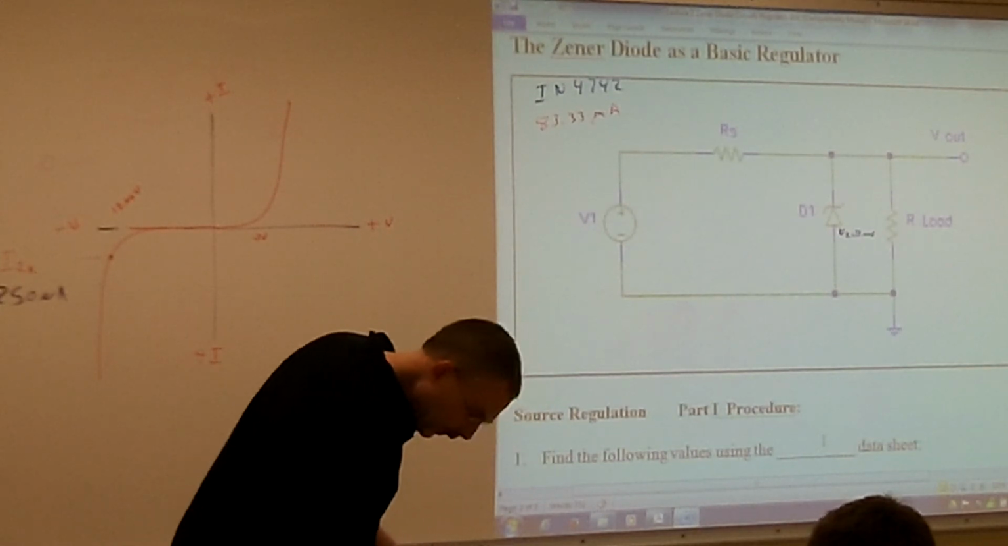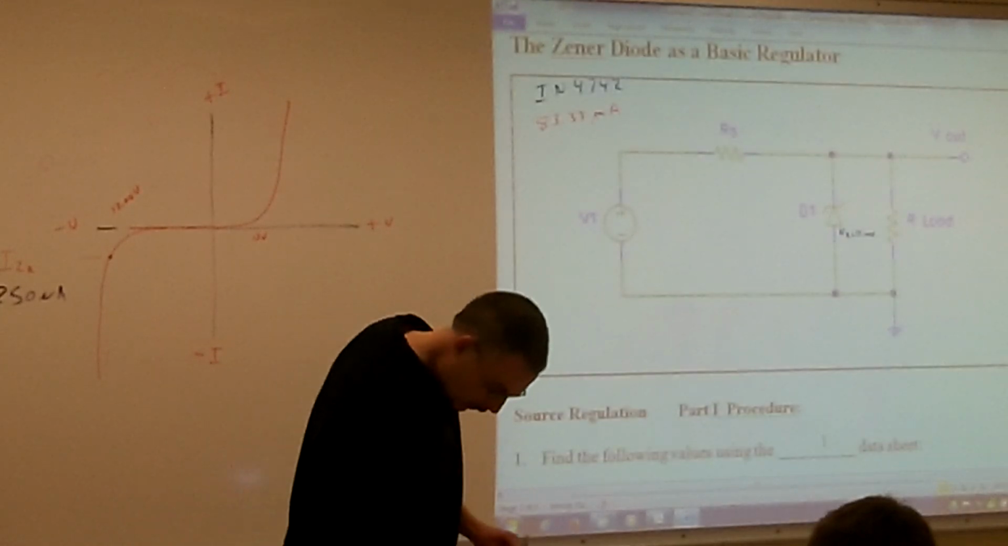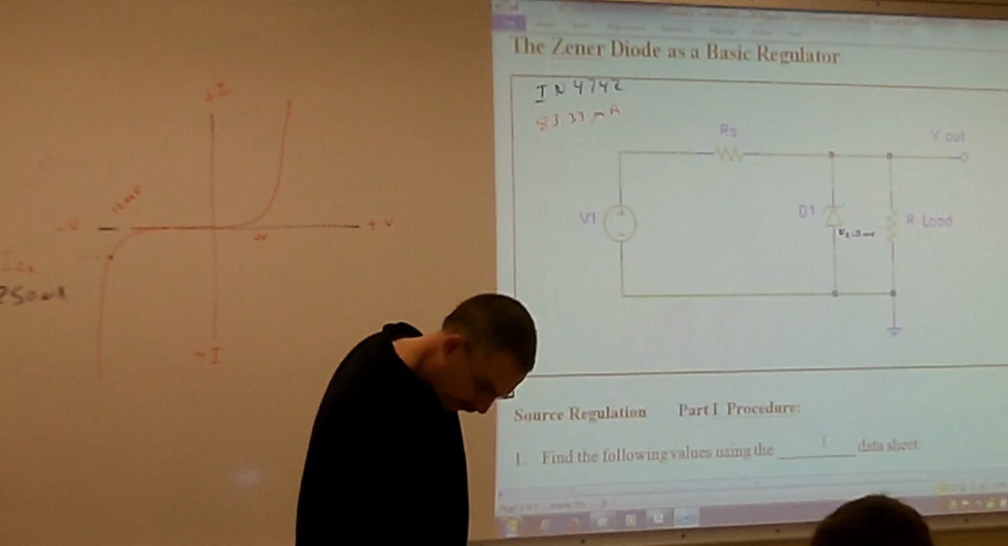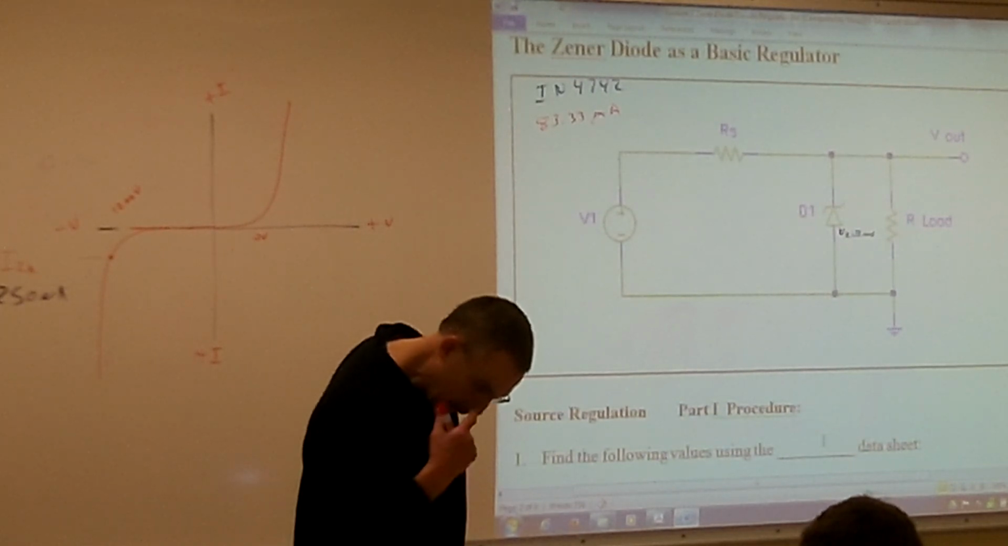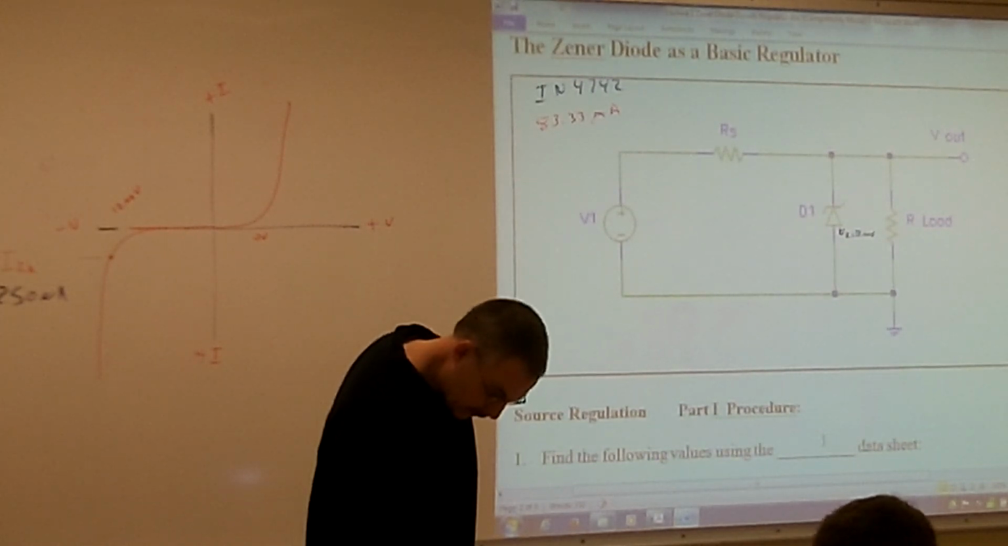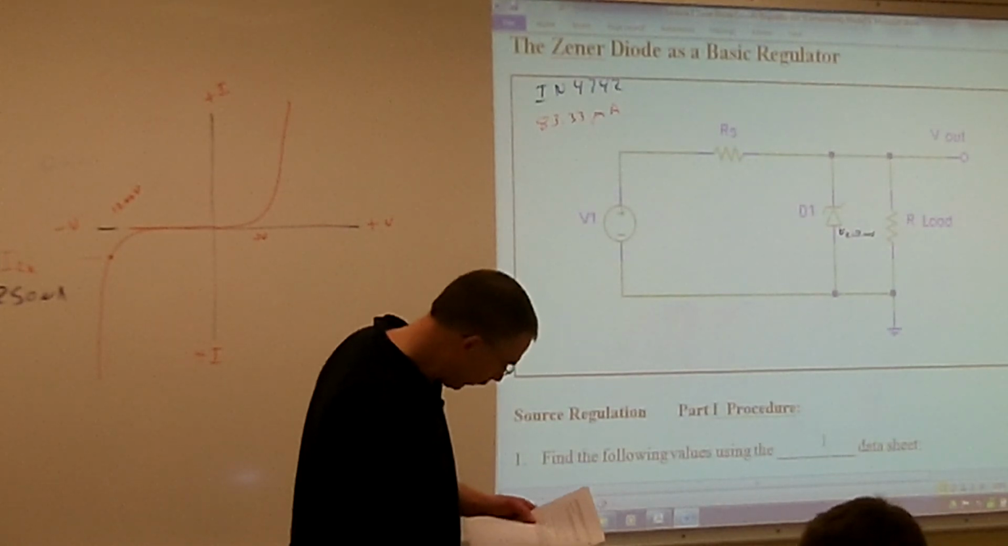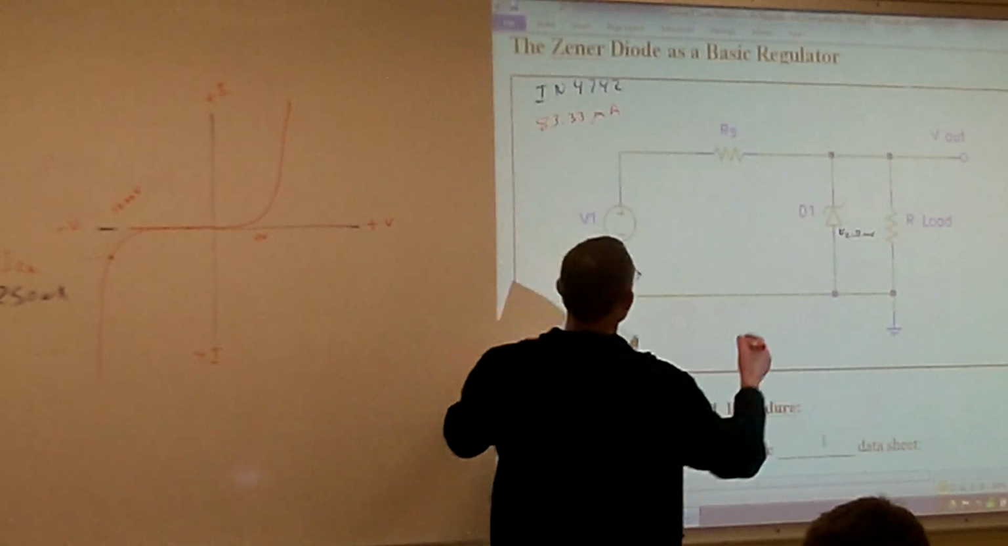So on your sheet there, we're under the load output regulation. We're going to change that to 100 ohms. So RS is going to be 100 ohms.